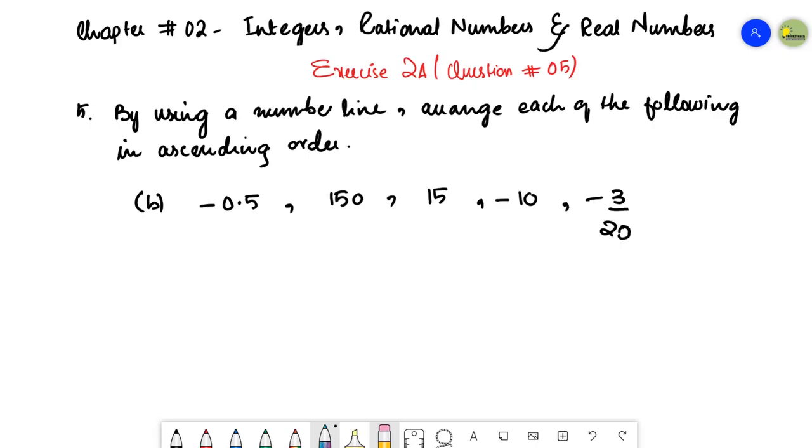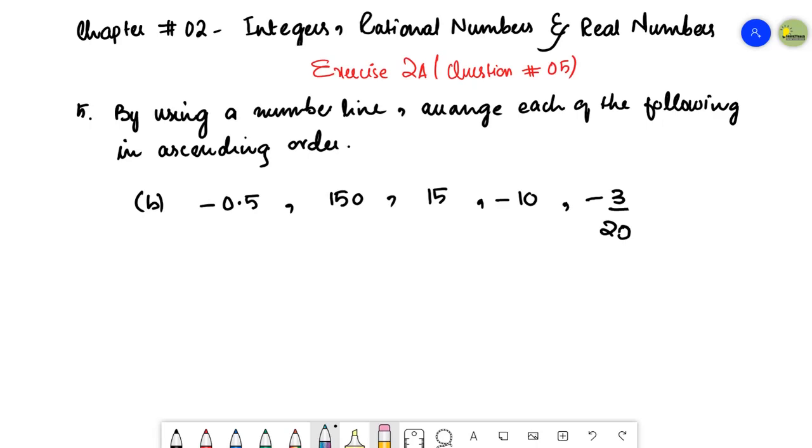Okay, first of all, before drawing the number line, we have to make sure that we can easily plot these numbers on a number line. So whenever you have any fractional number, any fraction, you need to convert it into a decimal equivalent. Why? Because it will be easier for you to plot a decimal value than a fractional value when you talk about a number line, right?